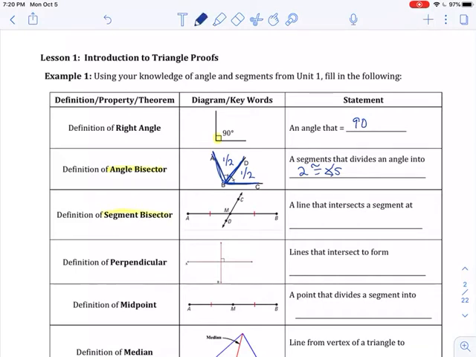congruent to each other. A segment bisector, same idea, but a segment bisector cuts a segment in half. But if CD is bisecting AB, see how it's marked here? AM is congruent to MB. It's a line that intersects a segment at its midpoint. And if it's intersecting at its midpoint, then it's making those two halves equal to each other.